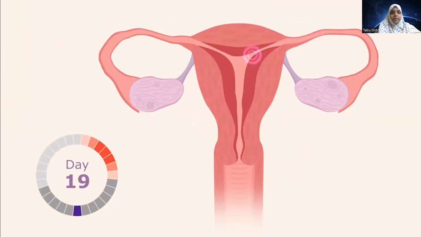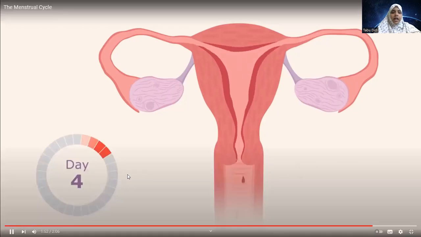If the egg gets fertilized, it will implant in the uterus and the woman is pregnant. If the egg is not fertilized, the woman is not pregnant and the egg will begin to dissolve. Because the woman is not pregnant, the lining of the uterus is not needed. A woman will have her month. The lining of the uterus is then not needed.